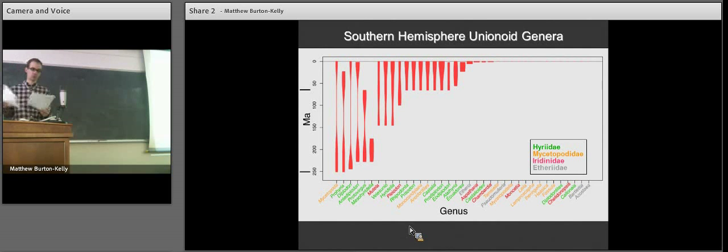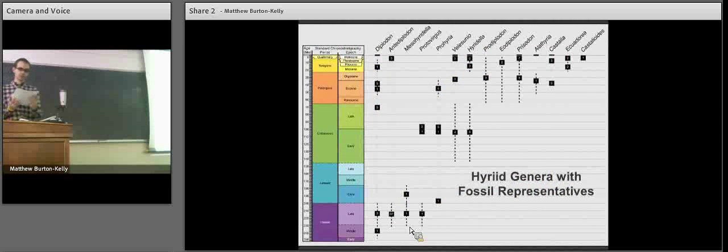This diagram shows just about the same thing, but for the Hyriids only. But here you can see the age of each fossil occurrence, and the little boxes mean the number of fossil occurrences within that age range, and then the thick lines are error ranges on those boxes, and the thin lines are just continuity between them.